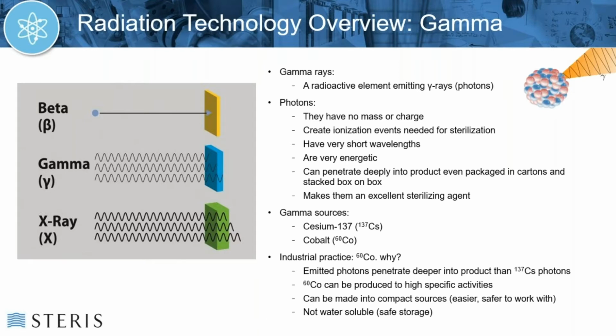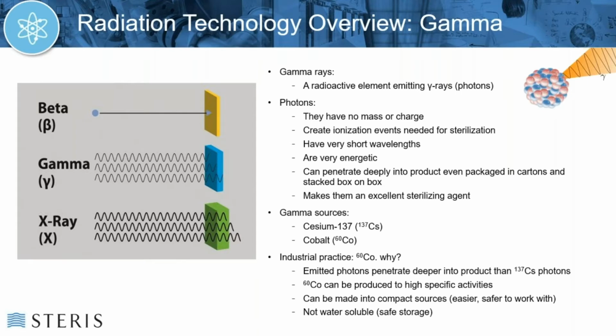There are a couple sources of gamma radiation that are typically used. Either cesium-137, or cobalt-60 is the other main one. The main differences being cesium-137 produces gamma rays with a lower energy and has a much longer half-life. At STERIS facilities, you will see cobalt-60 in our irradiators for gamma processing.